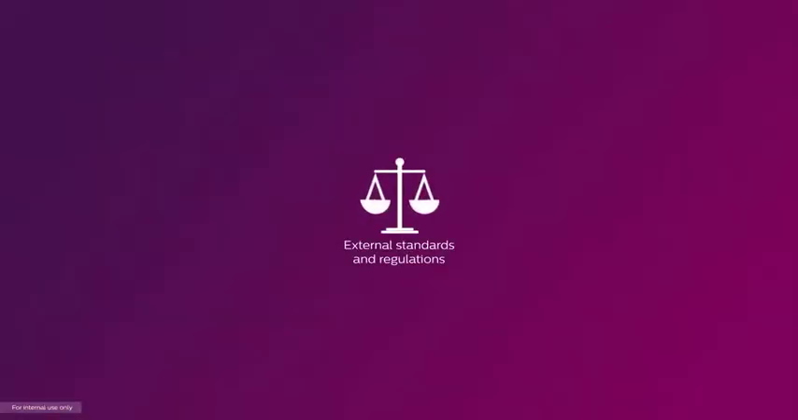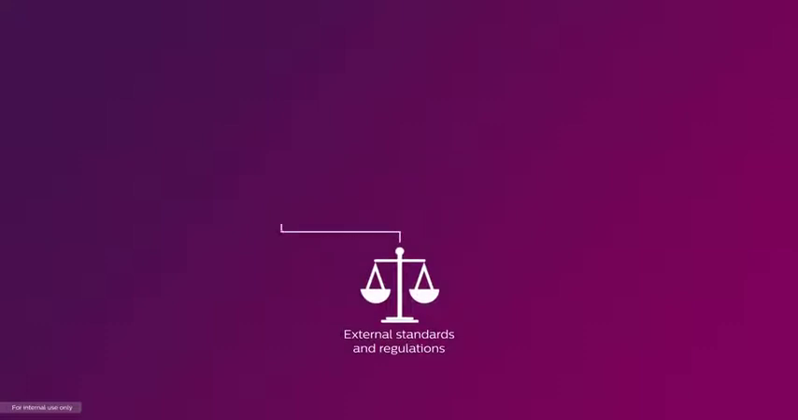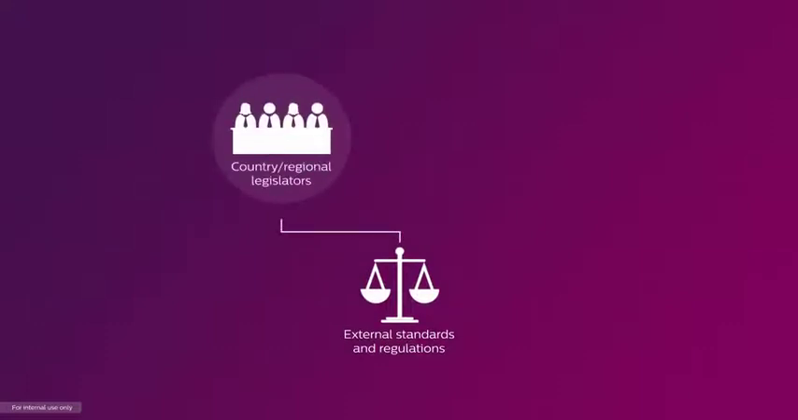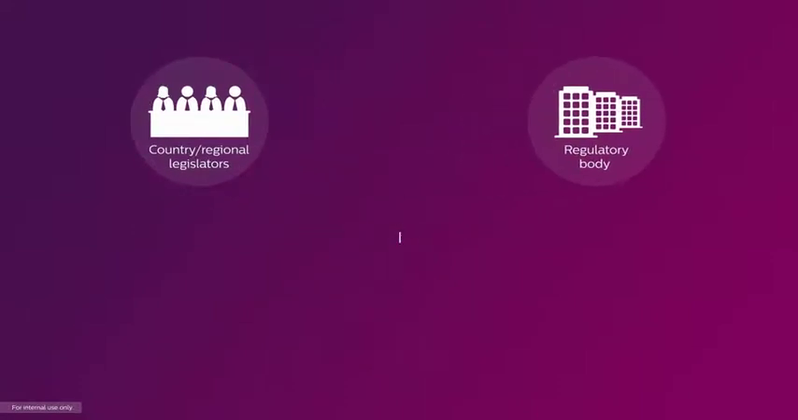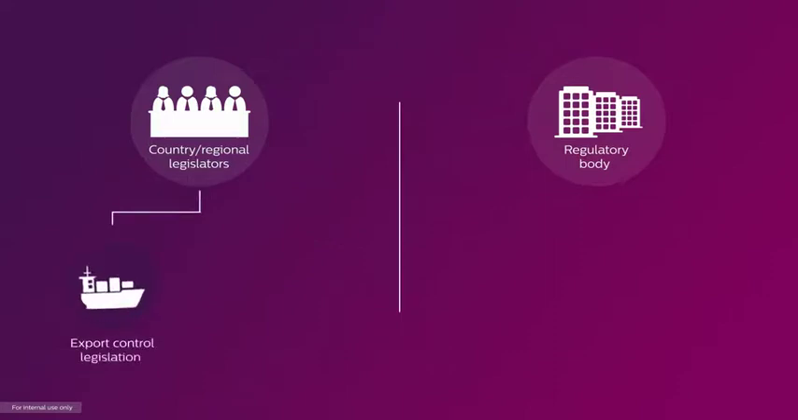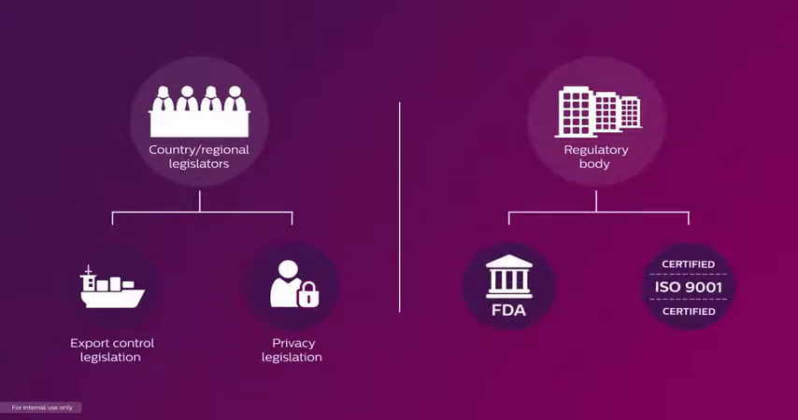External standards and regulations include rules defined by country or regional legislators and the rules defined by regulatory bodies. Export control legislation and privacy legislation are examples of country legislation standards, while rules defined by FDA or ISO are examples of standards defined by regulatory bodies.